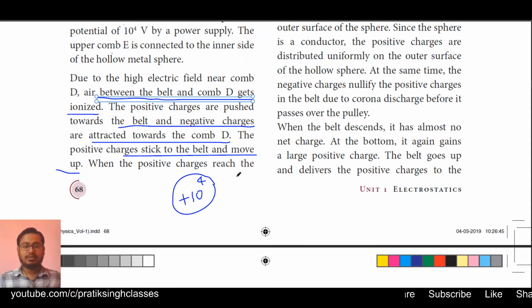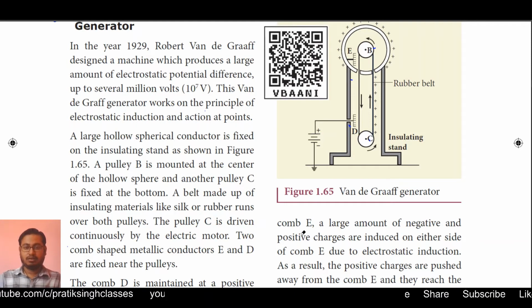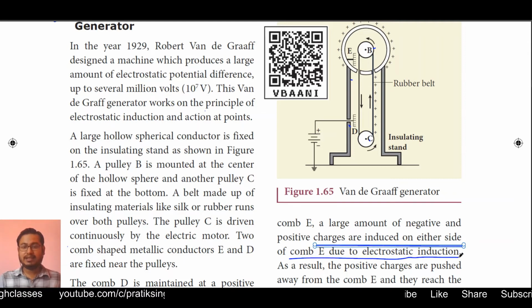When the positive charge reaches the comb E, a large amount of negative and positive charges are induced on either side of comb E due to electrostatic induction. About electrostatic induction we already have seen in our previous videos. As a result, the positive charges are pushed away from comb E and they reach the dome.